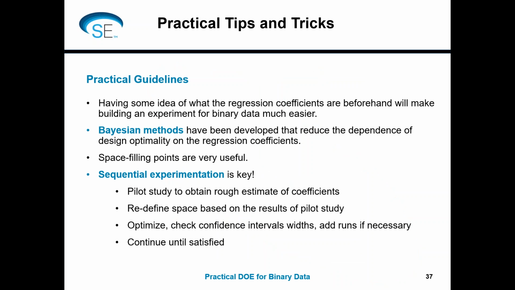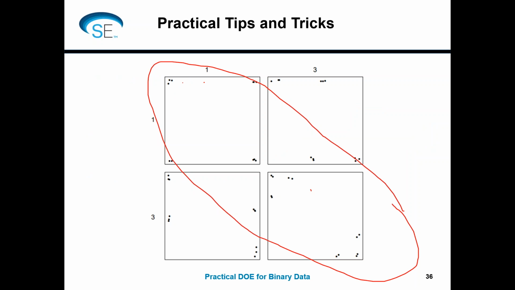So some practical guidelines. Having some idea of what the regression coefficients are beforehand is obviously going to make life a lot easier. There are Bayesian methods out there that reduce the dependence of the design optimality on the regression coefficients, so they try to do okay in a bunch of different scenarios. Space filling points are very useful because they avoid numerical issues, and they also guard against the worst case scenario. If you built a space filling design, meaning you space the points equidistantly, you'd probably get a design that's decent in all cases.